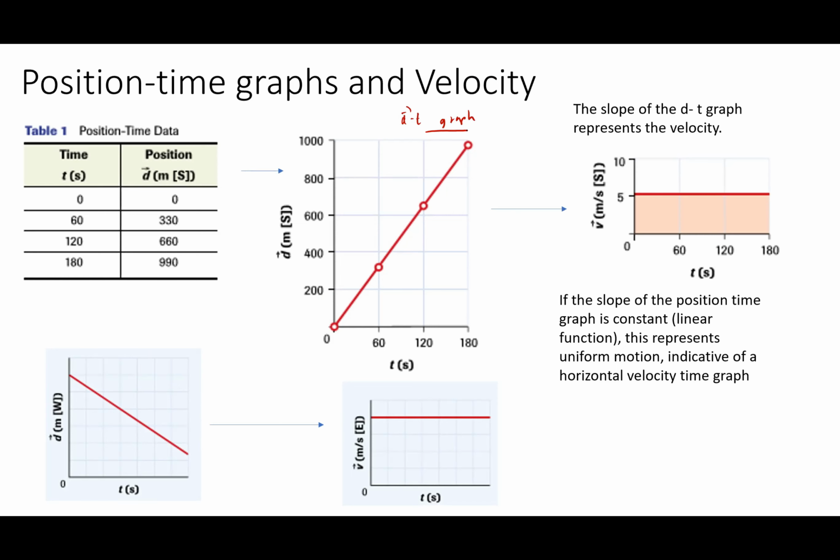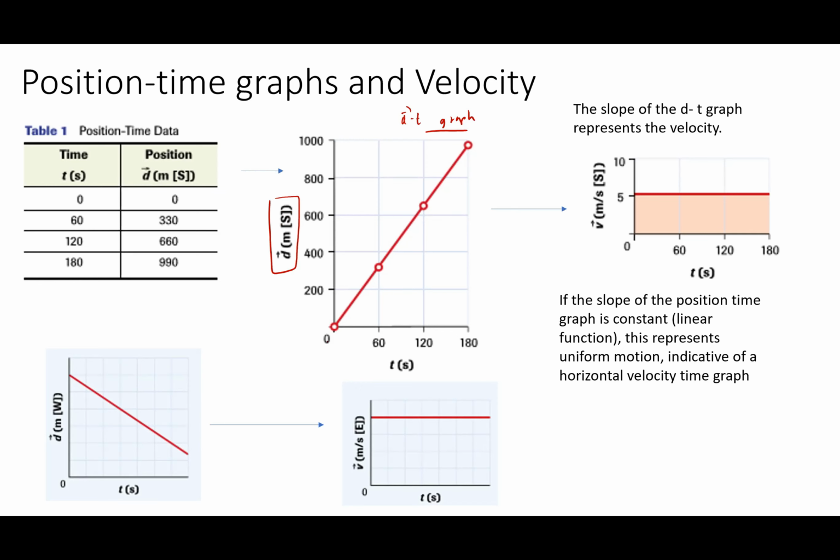You might also hear of it as a PT graph, but for the most part, we'll use D for position. Okay, the position time graph. You can imagine that if you look at this graph, guys, on the y-axis you have a direction. Okay, so what this is saying is that as the y value increases, that represents the object moving south.